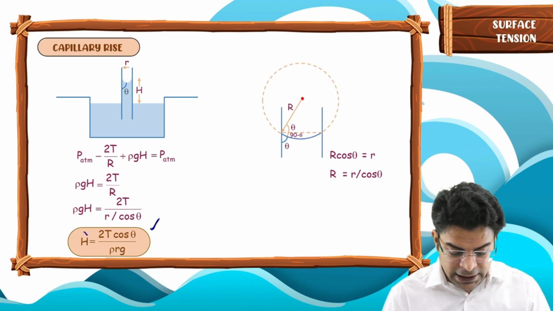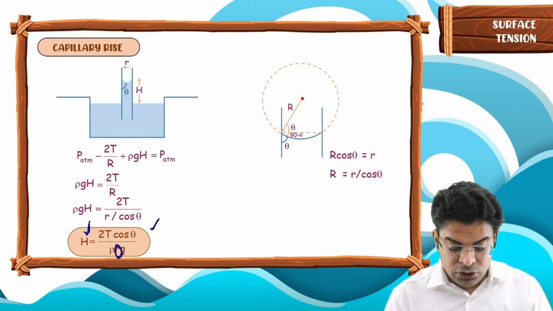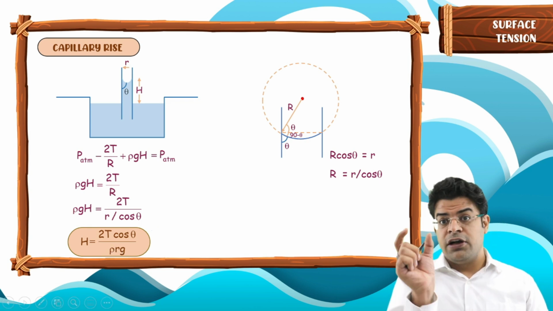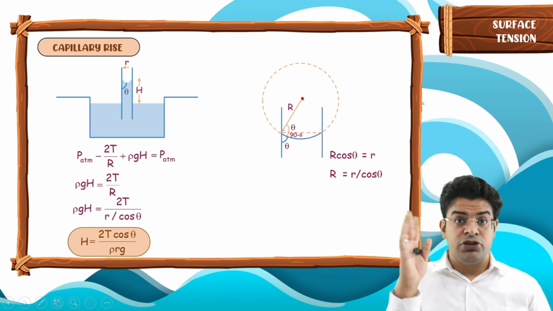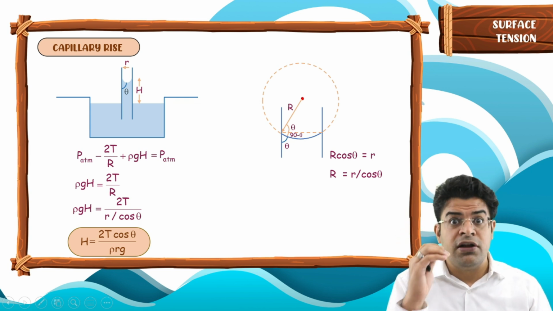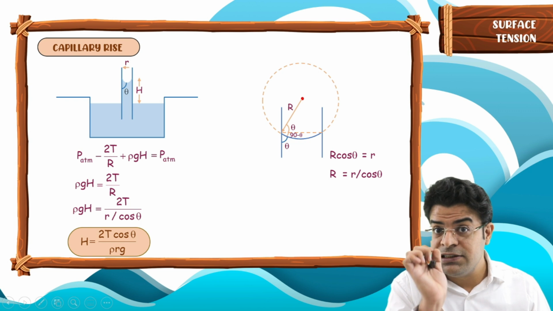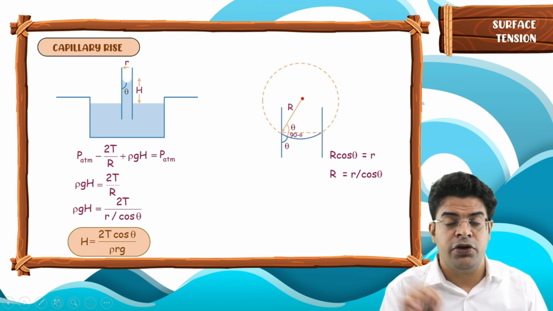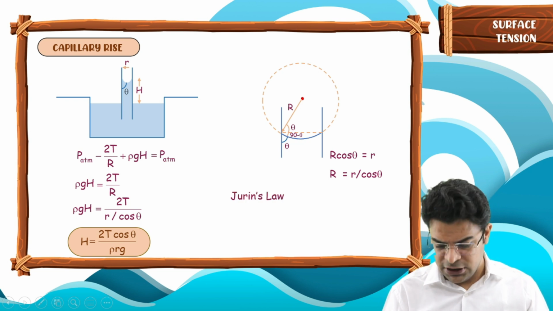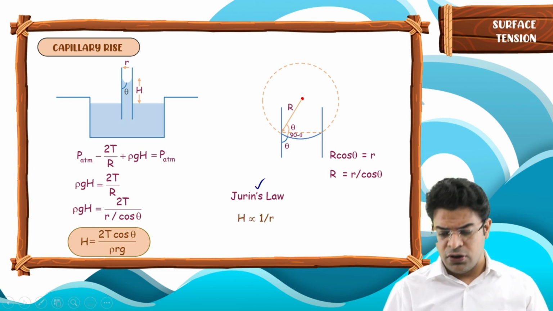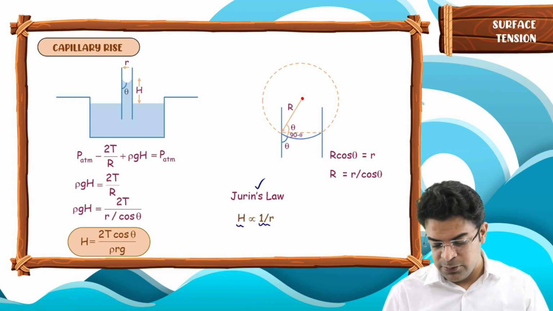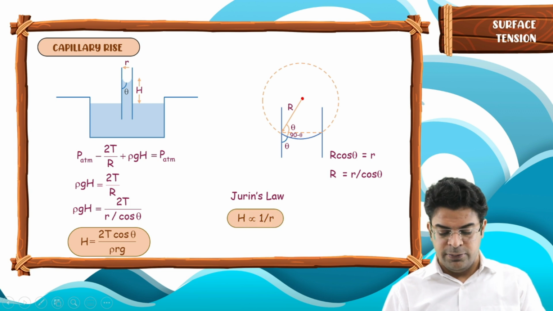Notice that the height is inversely proportional to the radius of the tube. So if the radius of the tube becomes half, the height becomes double. Radius of the tube becomes 1/3, the height becomes triple. So the height is inversely proportional to the radius of the tube. This particular statement is called Jurin's law. Jurin's law tells us that height is inversely proportional to radius. Okay, keep this thing in mind.